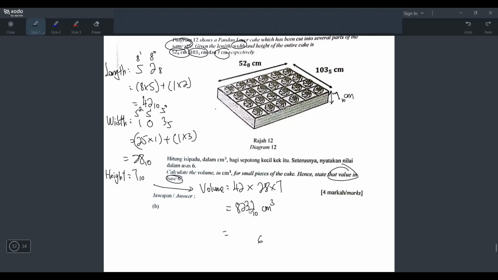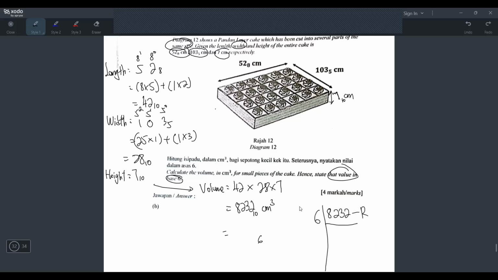How to convert a base 10 number to a smaller base? We have to use the bahagi method, because you are changing base 10 to a smaller base. That's why it's bahagi. If you're changing a smaller base to base 10, then only you darab. This one is bahagi. Here you write the remainder, here you divide by 6. Okay, 8232 divided by 6.